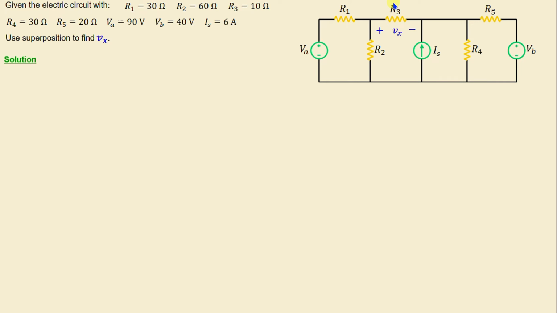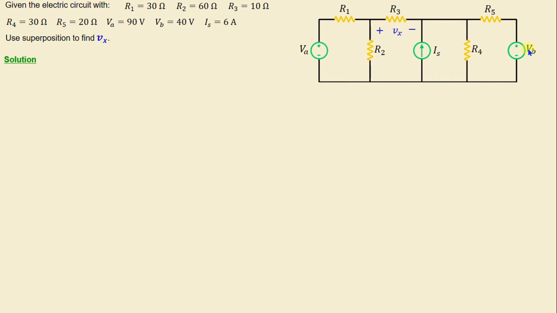First, we begin by identifying each independent source in this circuit. This step provides a clear understanding of the sources that will be analyzed separately. In this circuit, we can observe 3 independent sources, 1 independent current source Is, and 2 independent voltage sources Va and Vb.